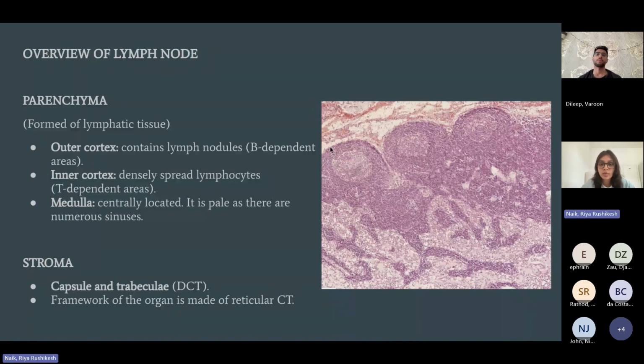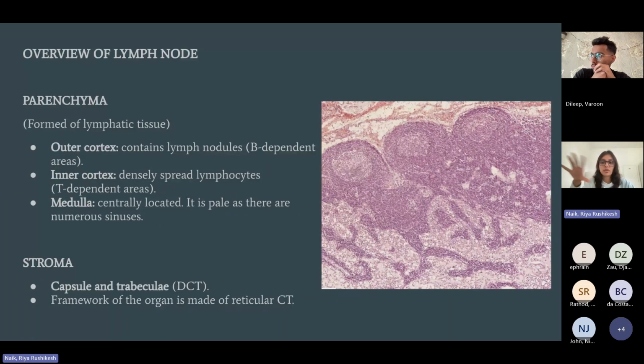Now, when we talk about the stroma, like I said earlier, there is a dense connective tissue capsule on the surface of the lymph node, and there are also trabeculae, which are made up of dense connective tissue. They basically come inside the lymph node, and they break the lymph node into separate structures.